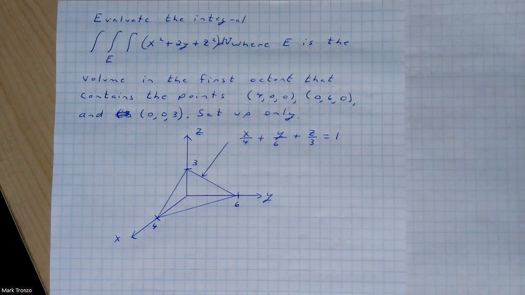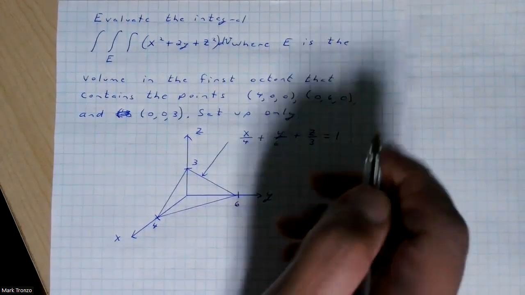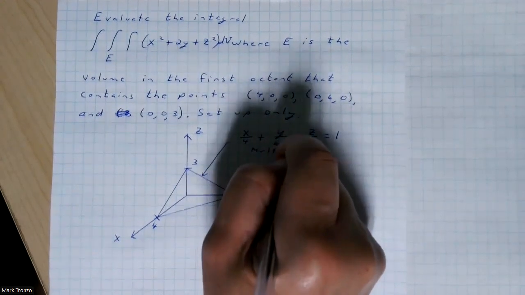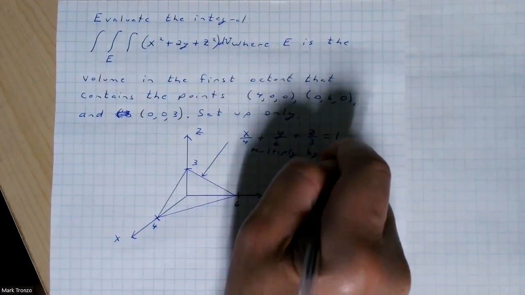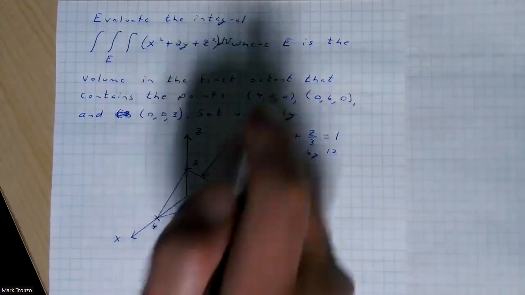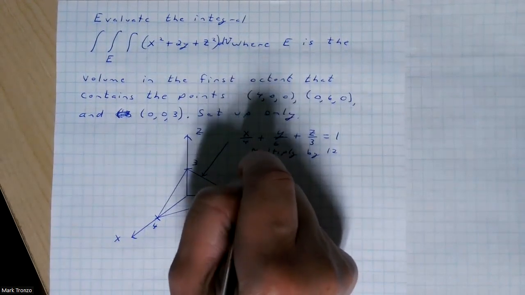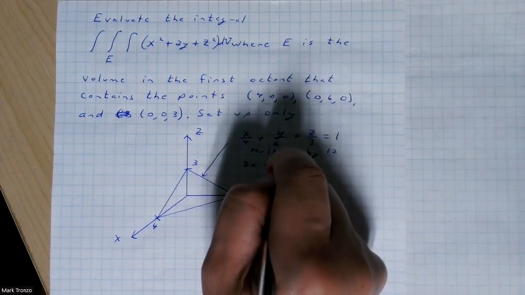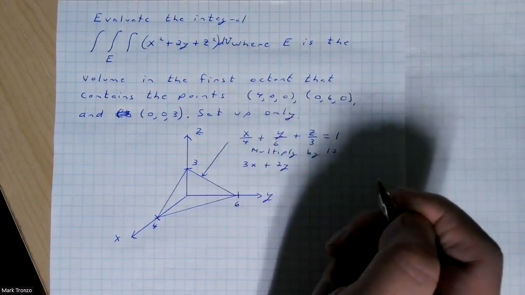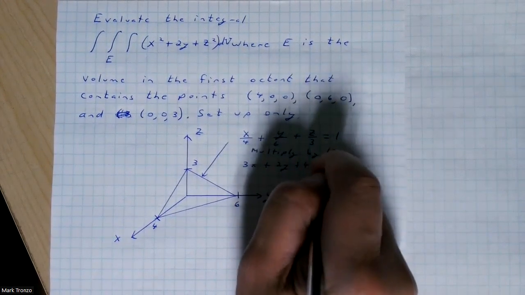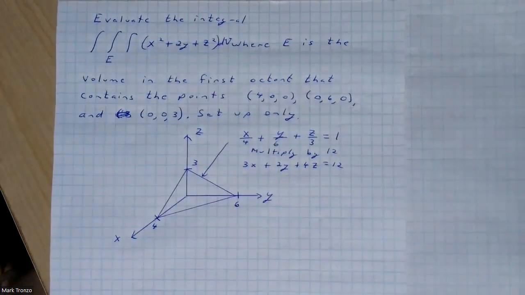And then you can actually find the common denominator. So if you multiply by 12, that'll get rid of all the denominators. So if we multiply this by 12, we'll get 3x. And over here, we'll get 2y. Over here, we'll get 4z equal 12.